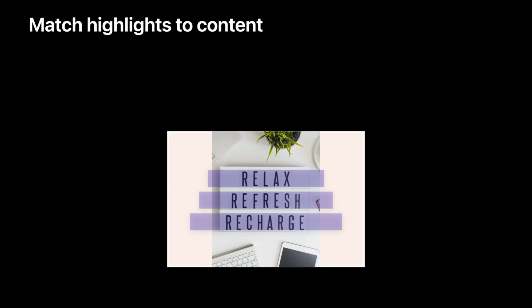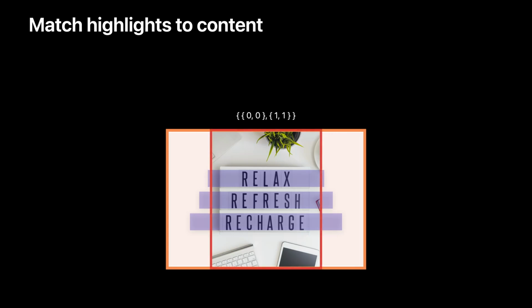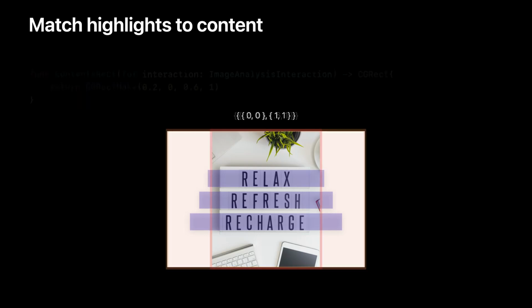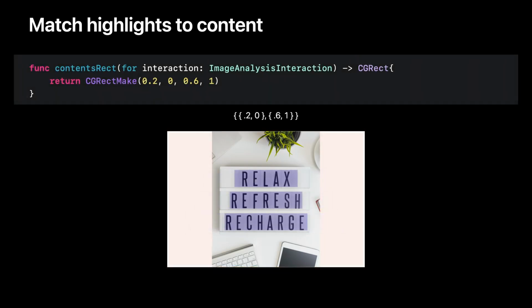Switching gears for a moment. If you are not using UIImageView, you may discover that highlights do not match up with your image. This is because with UIImageView, VisionKit can use its content mode property to calculate the contentsRect automatically for you. Here, the interaction's view has a bounds that is bigger than its image content, but is using the default contentsRect, which is a unit rectangle. This is easily solved by implementing the delegate method contentsRectForInteraction and return a rectangle in unit coordinate space describing how the image content relates to the interaction's bounds in order to correct this.